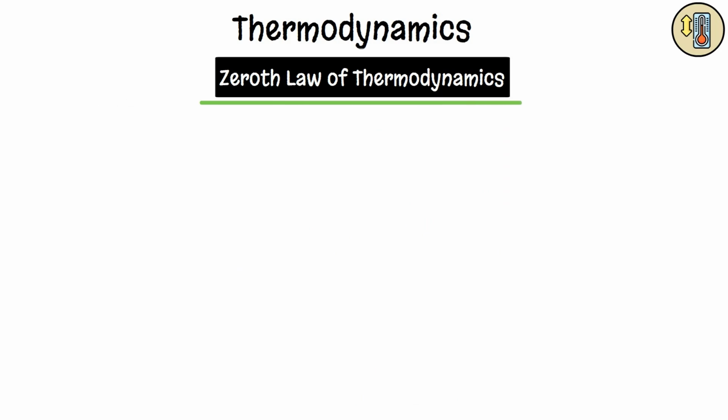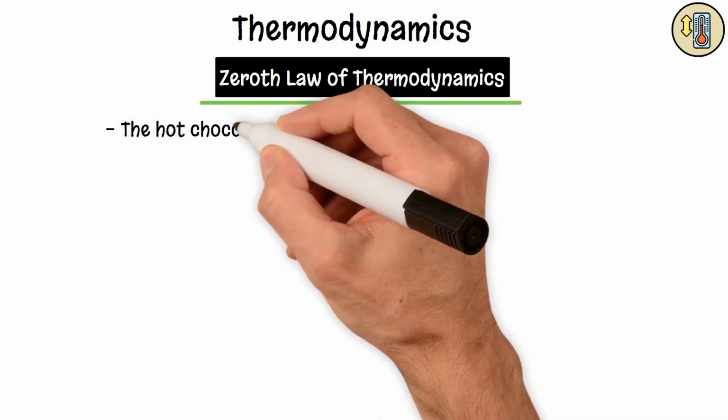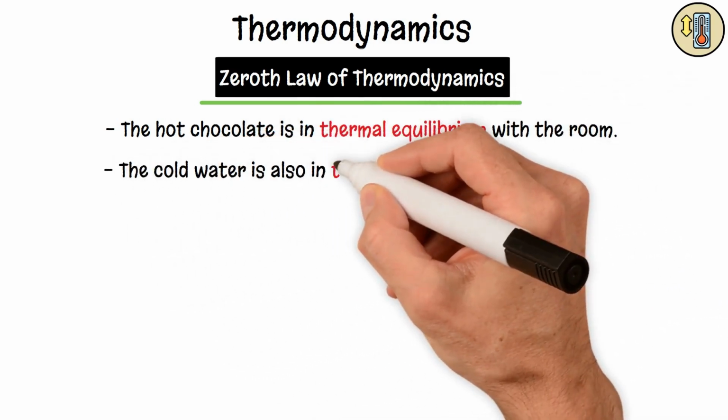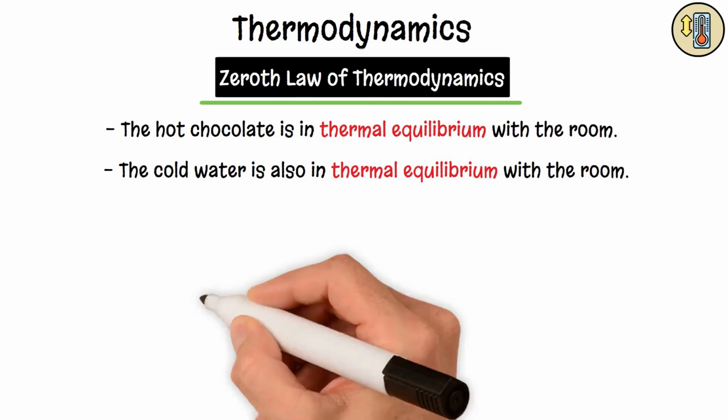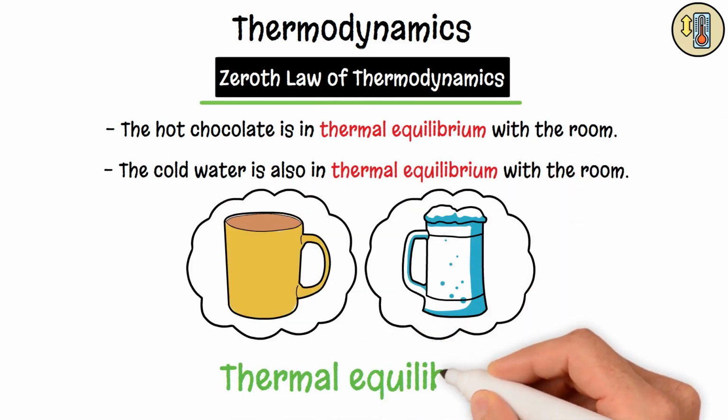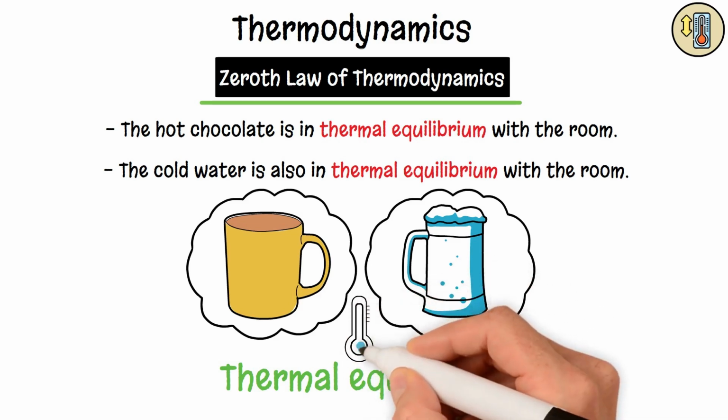According to the Zeroth law of thermodynamics, the hot chocolate is in thermal equilibrium with the room. The cold water is also in thermal equilibrium with the room. Therefore, the hot chocolate and the cold water are in thermal equilibrium with each other because they both have the same temperature as the room.